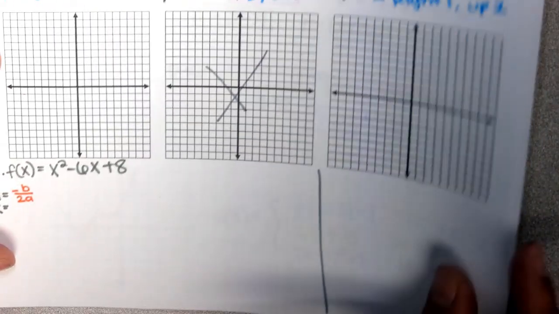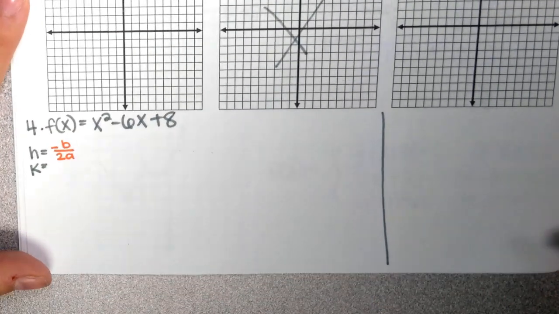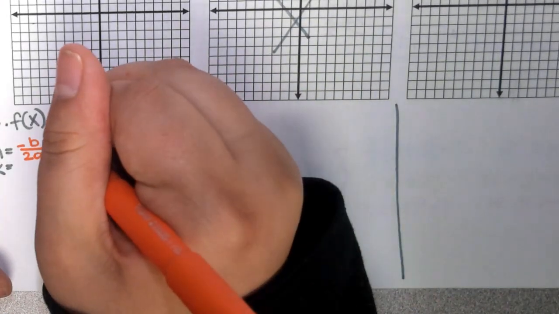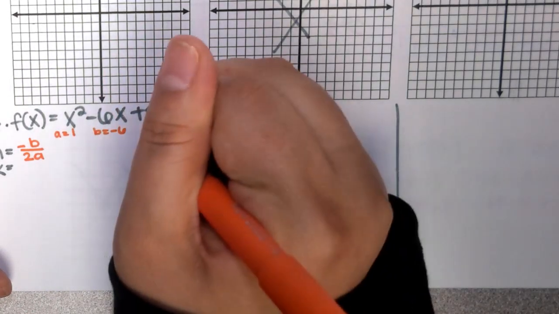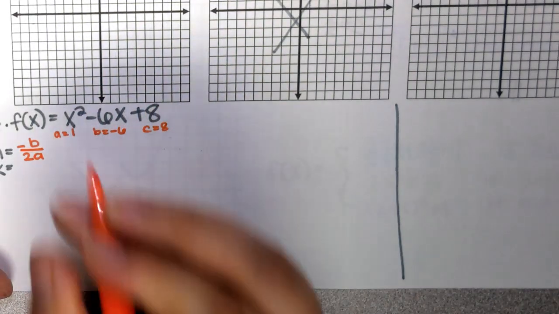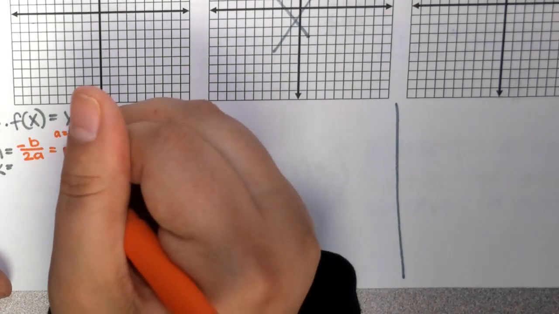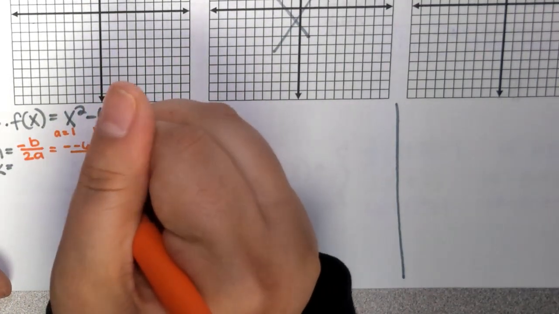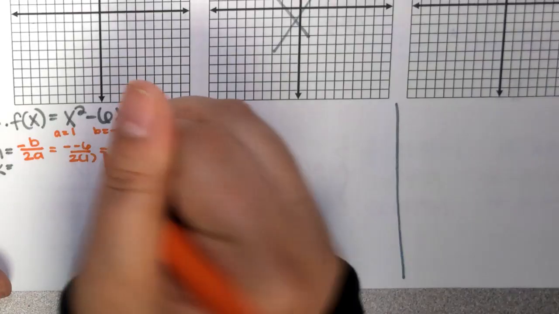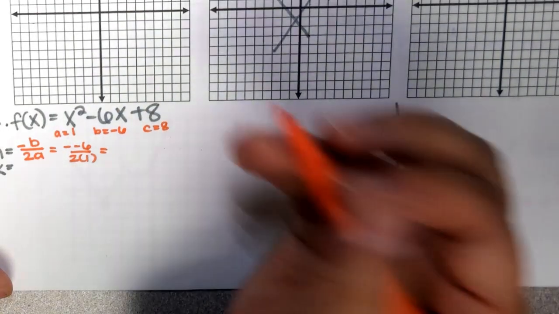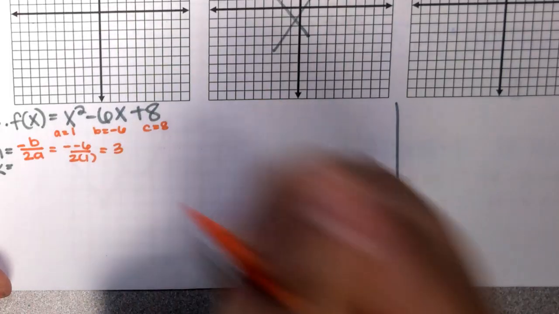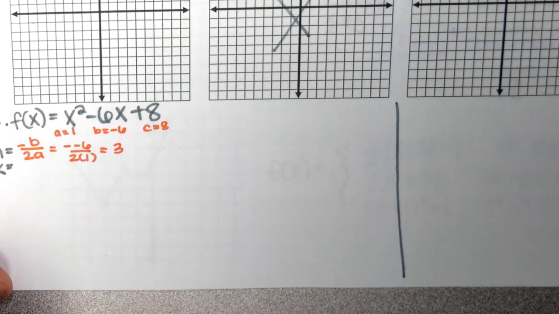Negative B over 2A. So look, for this one right here, what's my A? 1. What's B? Negative 6. And what's C? 8. So I'm going to say negative negative 6 over 2 times 1. A negative times a negative is? Positive. What's 6 over 2? 3. That is my H.